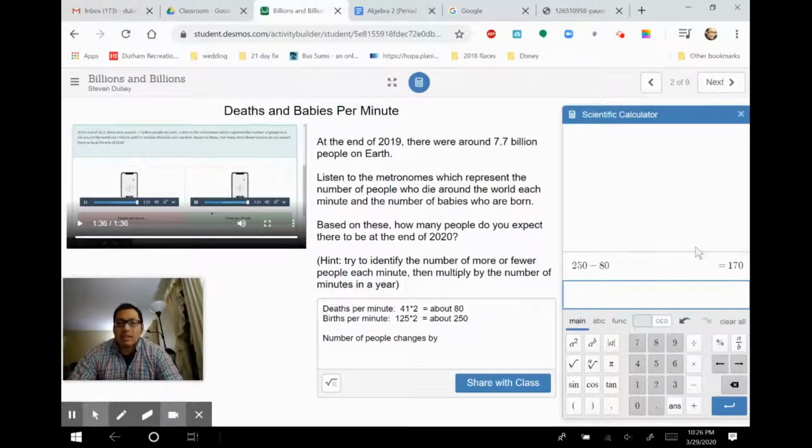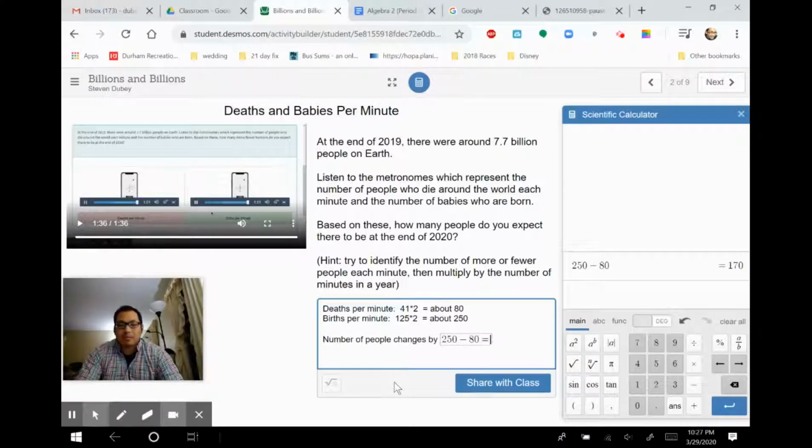If I hit enter, it'll save this up here, and this actually will get saved if you want to stop here, pause, and come back to it later. Not only will your answers be saved, but whatever you typed into the scientific calculator will also be saved. So I can copy this over, and if I want to be fancy, I can even copy it in math format, 170. The number of people in the world changes by 170 each minute.